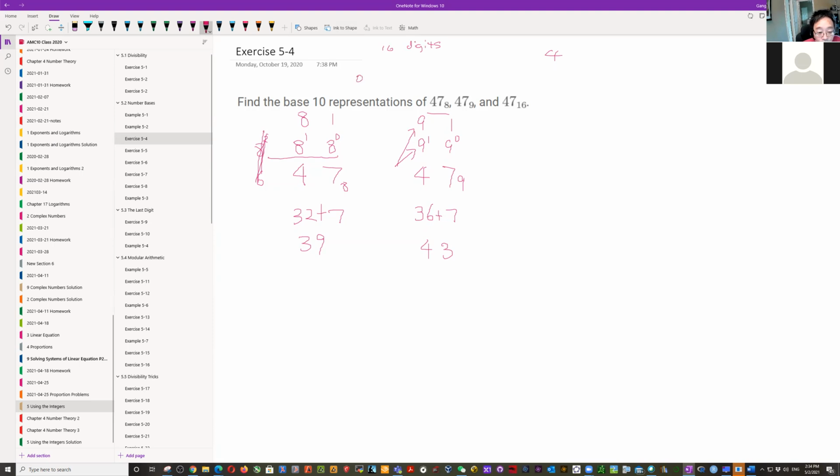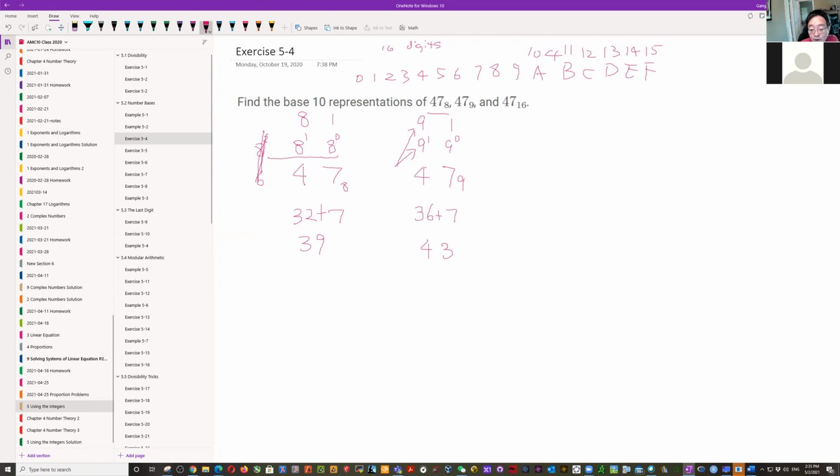So it's going to run 0, 1, 2, 3, 4, 5, 6, 7, 8, 9, then A, B, C, D, E, and F. A is 10, B is 11, C is 12, D is 13, E is 14, and F equals 15. So that's the way you represent base 16.